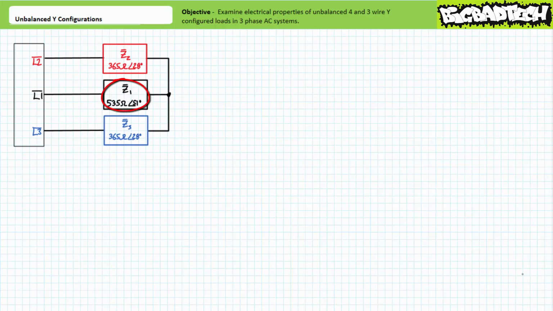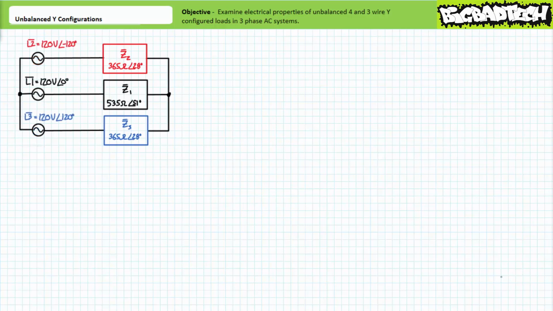Load impedance Z1 has a magnitude of 535 ohms at an angle of 51 degrees. This is the odd man out. Load impedance Z2 has a magnitude of 365 ohms at an angle of 28 degrees. And finally, load impedance Z3 has a magnitude of 365 ohms at an angle of 28 degrees. This is again the definition of an unbalanced load. Impedance Z1 has a different magnitude and angle than either Z2 or Z3.